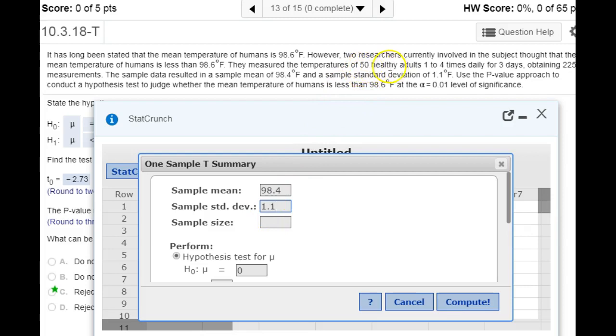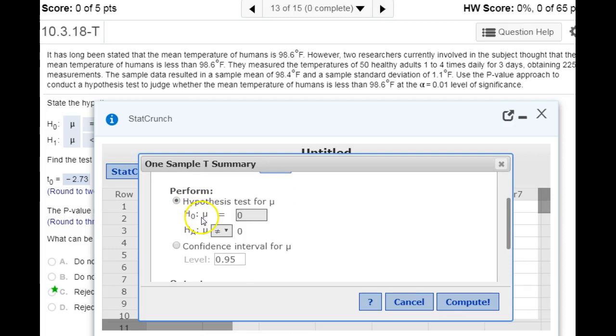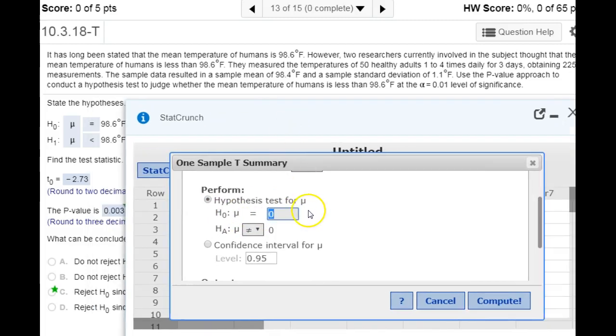There's only 50 adults, but these adults are being measured their temperatures several times a day over a 3-day period. So there's a total of, in this example, 225 measurements in the sample. And so our hypothesis test was that the null is 98.6. And then we were checking to see if it's less than that. So we're having a left-tailed test of this.